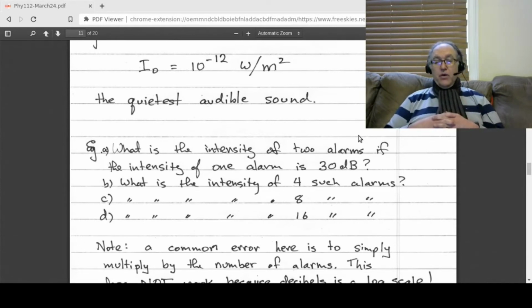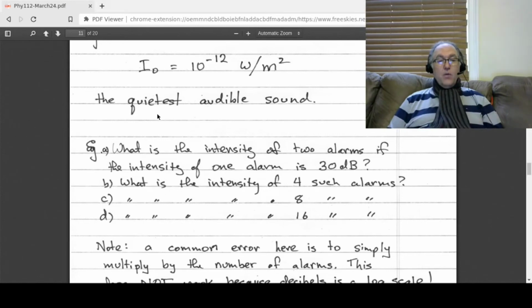Now notice the pattern here. I start with 1, and then I go to 2, and then I double that to 4, and then I double that to 8, and then 16, and then 32, 64, and so on. So I'm actually increasing each one of the questions by twice as many as the previous one.